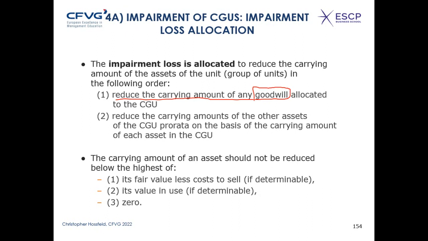If the impairment loss is higher than goodwill, that means I will bring goodwill down to 0 and no more goodwill. Then, if the impairment loss is higher than goodwill, for the remaining loss that has not been allocated to goodwill, I need to reduce the book value of the other assets that are still in my cash generating unit. Okay, and I will do this on a proportionate basis depending on the book value of each asset in the cash generating unit.